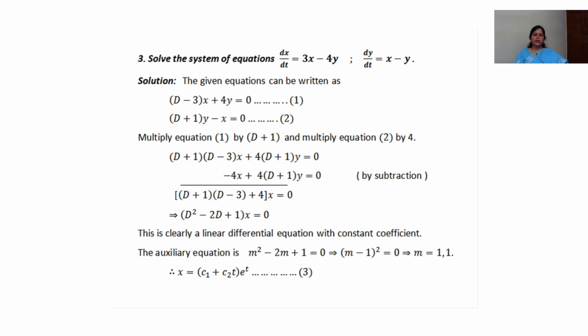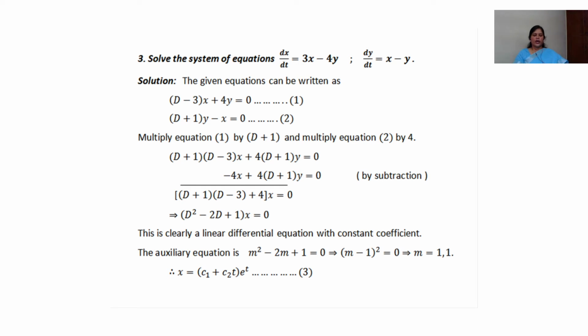So we have to bring all the values to the left side, then write equations 1 and 2. Now we are taking equations 1 and 2 and multiplying equation 1 by D plus 1 and equation 2 by 4. So for equation 1 multiplied by D plus 1, we get (D plus 1) into (D minus 3) into x plus 4 into (D plus 1) into y is equal to 0. Now the second equation has to be multiplied with 4. So we are getting minus 4x, first we are writing the x term, plus 4 into (D plus 1) into y is equal to 0.